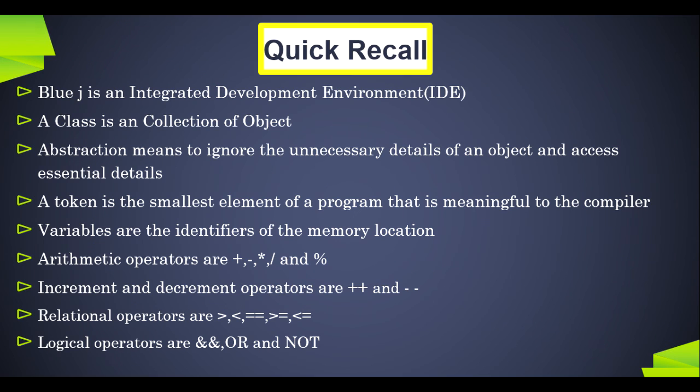So dear students, we are at the end of this chapter. Let us have a quick recall of this chapter. BlueJ is an integrated development environment that is also called an IDE. A class is a collection of objects. Abstraction means to ignore the unnecessary details of an object and access essential details. A token is the smallest element of a program that is meaningful to the compiler. Variables are the identifiers of the memory location.